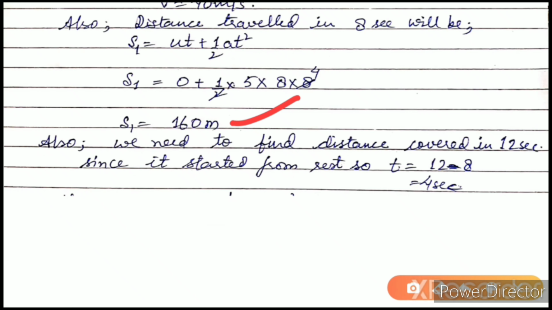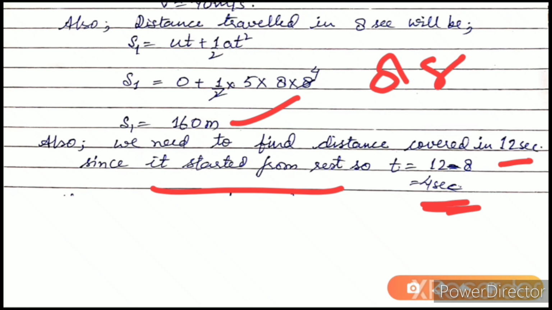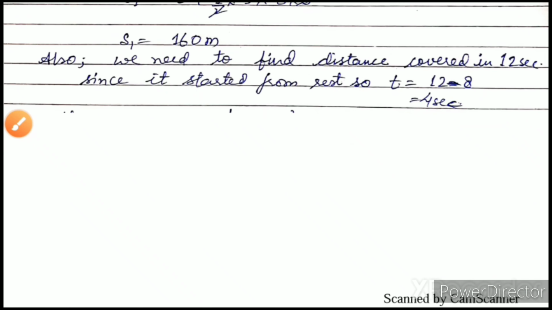Now we need to find the distance covered in 12 seconds from rest. So the time will automatically reduce. For the next 4 seconds we need to find, because for 8 seconds we have already calculated, and we need to find for the overall 12 seconds, that means the rest 4 seconds, for this the rest 4 seconds we need to find the distance travelled.